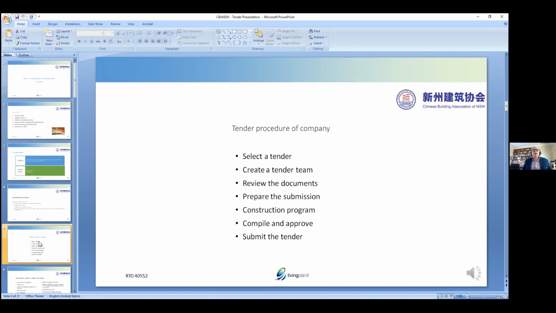Then we compile and approve. So we compile all our submission documents, our pricing, everything we're going to present to the client, including our construction program. And we present it to our chief estimator, to the bid leader, to the director, or again, if you are a small company, your estimator might present it to you and say, this is what I've created, let's go ahead with it. Can you sign off on it? Okay. And you submit the tender.